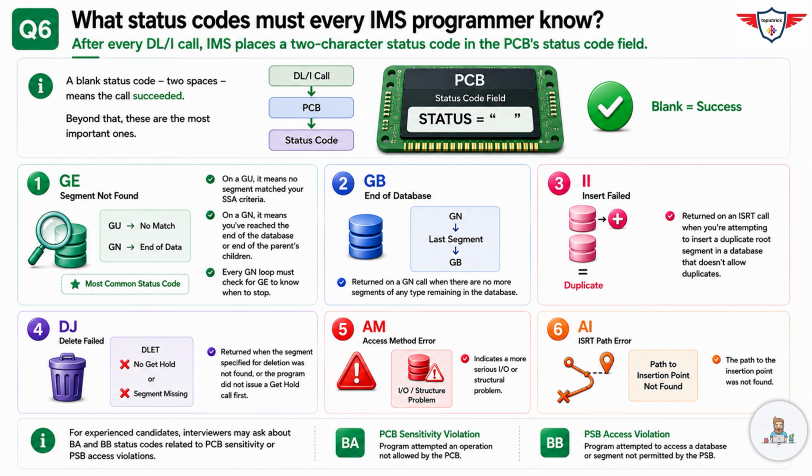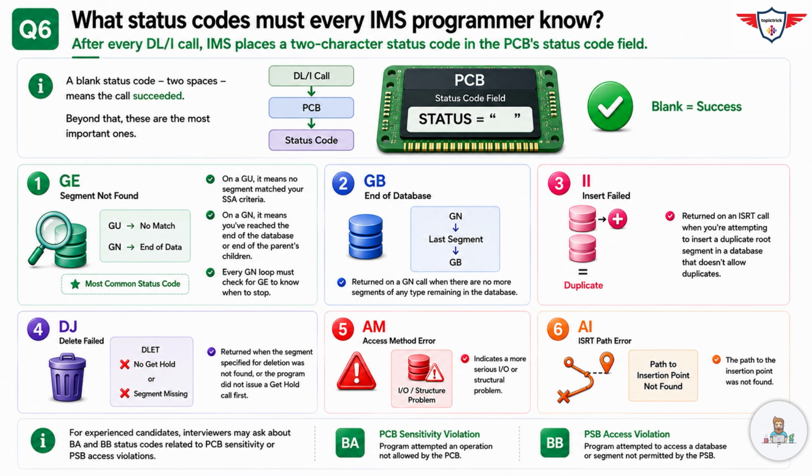Now let's talk about our next status code, that is GB, or end of database. It is returned on a GN call when there are no more segments of any type remaining in the database. Now the next one is insert failed. And you generally get this particular status code when you are trying to insert a duplicate root segment in a database that does not allow duplicates.